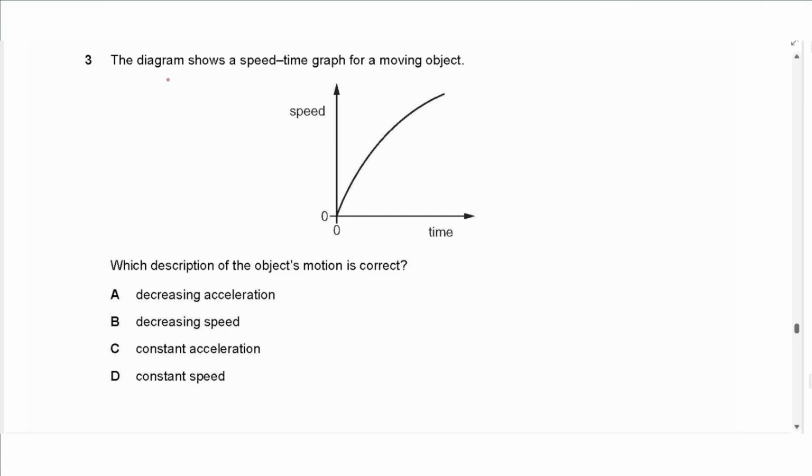Question 3 says a diagram shows a speed-time graph for a moving object. Which description of the object's motion is correct? So this is a speed-time graph, which means the gradient is the acceleration. So we have an increasing speed, that's accelerating, not decelerating, and the gradient is decreasing because the line is getting more horizontal, so it's a decreasing acceleration, so the answer is A.